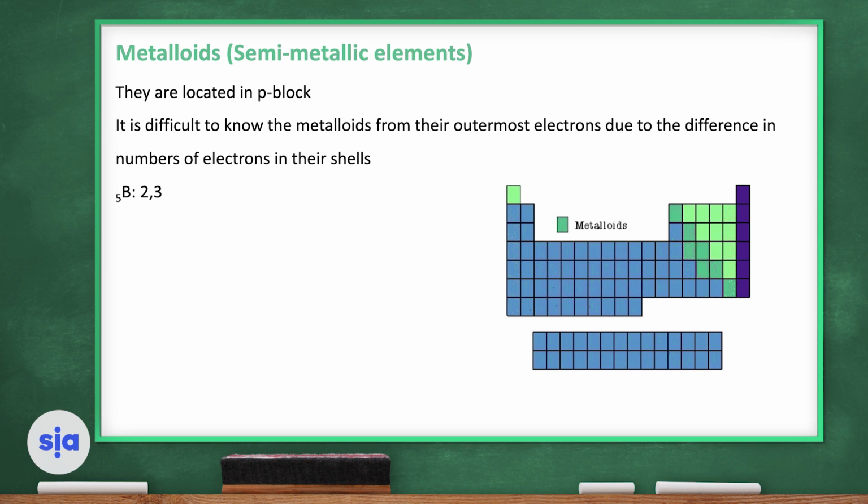This is boron with 3 electrons in the outer level. Silicon with 4 electrons in the outer level.